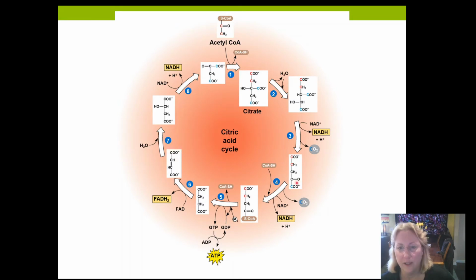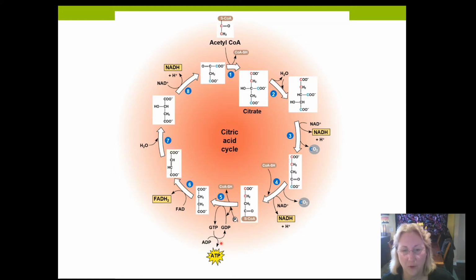So here's all the intermediates. And again, each blue circle is an enzymatic reaction. So it's an 8-step process here. And some of these steps are oxidation reduction reactions. So this one is because we're reducing NAD, so that means this molecule here gets oxidized. This one as well is an oxidation reduction reaction. 1 carbon gets oxidized and NAD plus gets reduced.